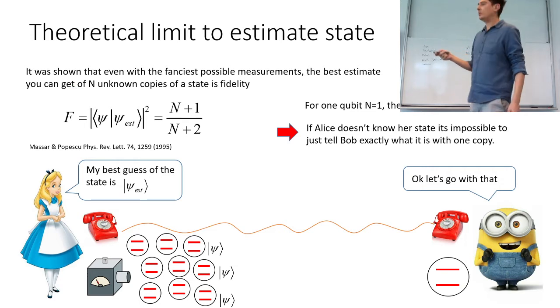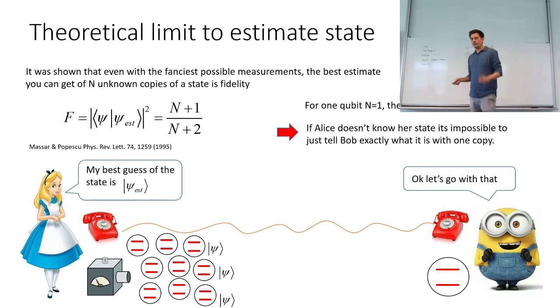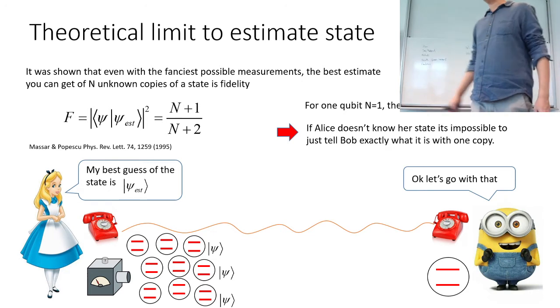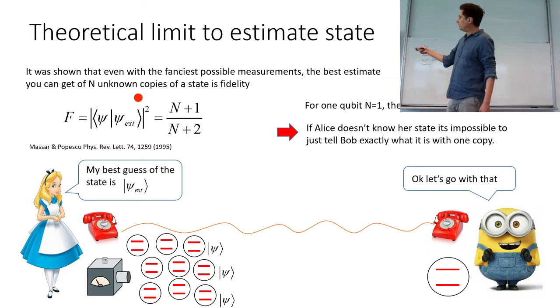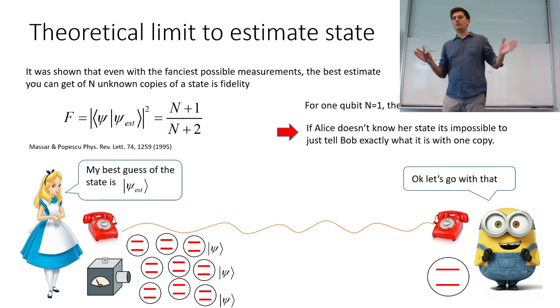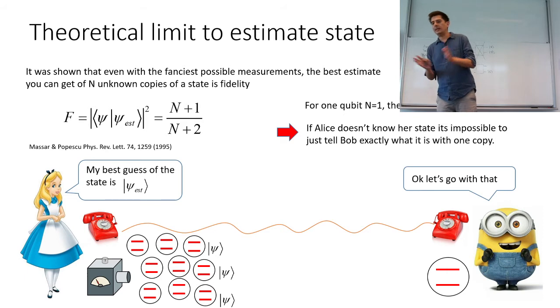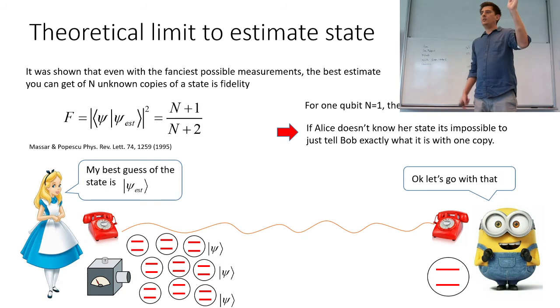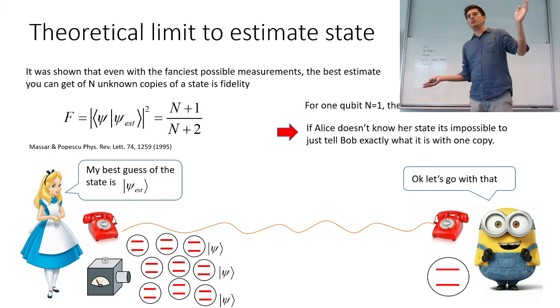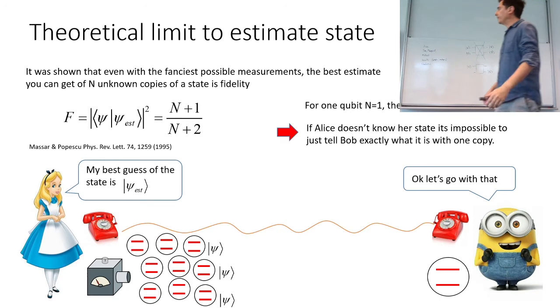I forget if I told you guys what fidelity is, but basically fidelity is a measure of how close two states are. So 1 means that it's 100% accurate. This is a number that goes between 0 and 1. And a fidelity of 0 means that it's exactly orthogonal, right? So if the state was 1 and you were guessing 0, your fidelity would be 0 because these are orthogonal states.